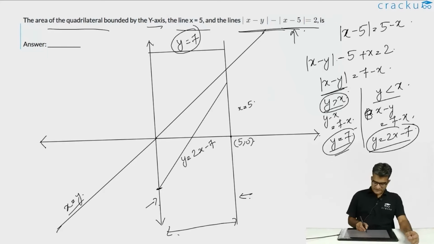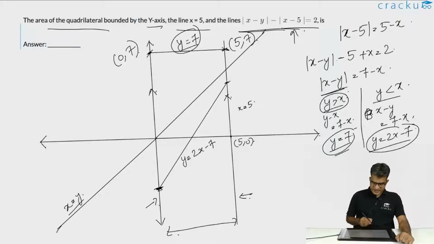Now, what are the vertices of this quadrilateral? If we can find out the vertices of this quadrilateral, we can easily calculate its area. First of all, we know that this is a trapezium because this line, that is the y-axis, is parallel to the line x is equal to 5. So, we need to calculate the vertices to answer this question faster. This line over here is y is equal to 7. So, this point over here will be 0, 7. This point over here will be 5, 7.